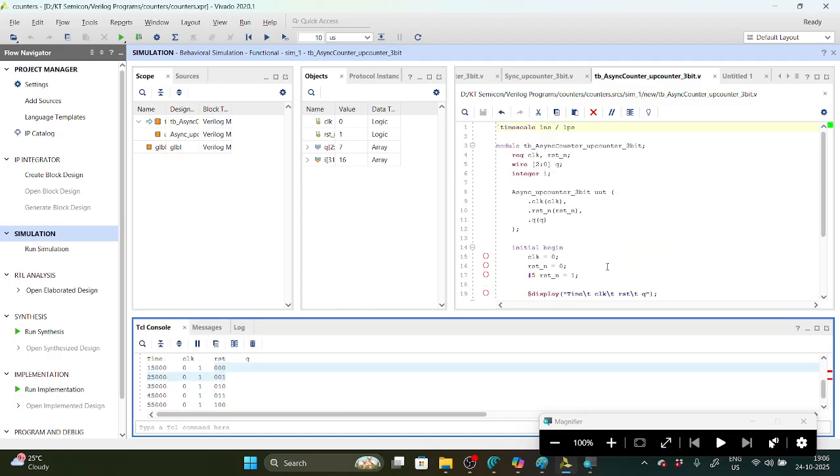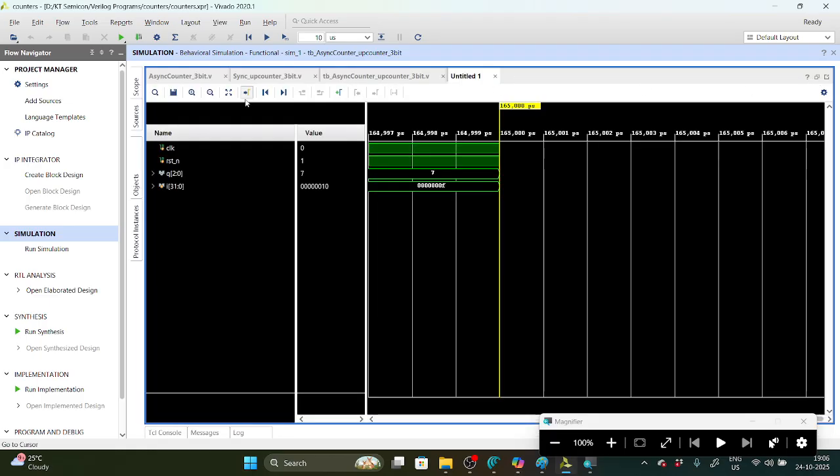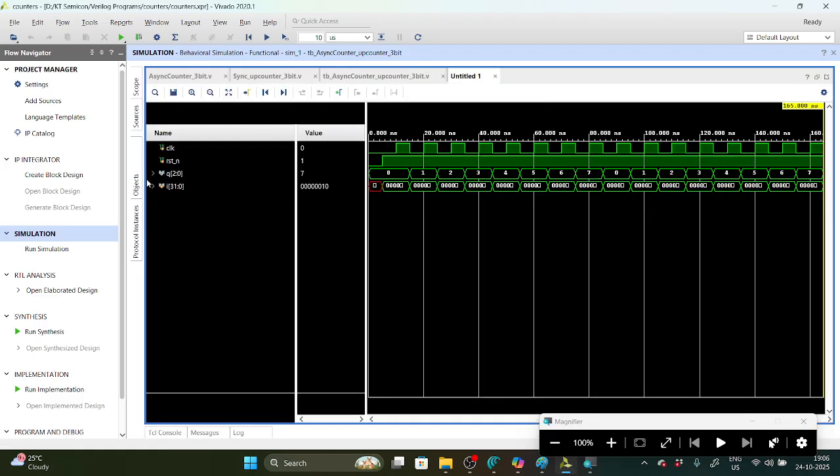Okay, and you can see in the simulation part also. So just expand this and fit to page. Here when reset equal to 0, this is nothing but reset mode. So when it is going from reset mode to functional mode, immediately the output is not changing. It is changing during the negative edge of clock.